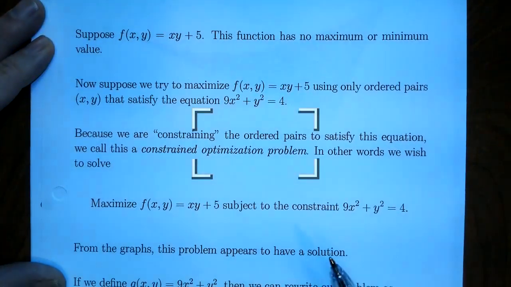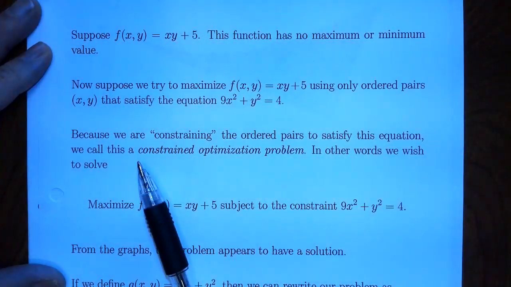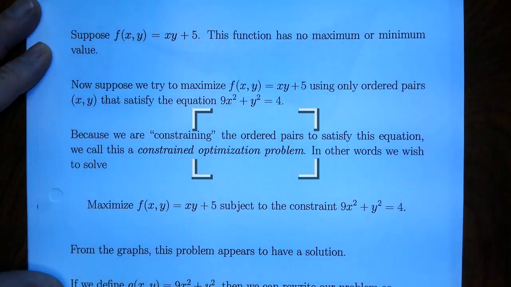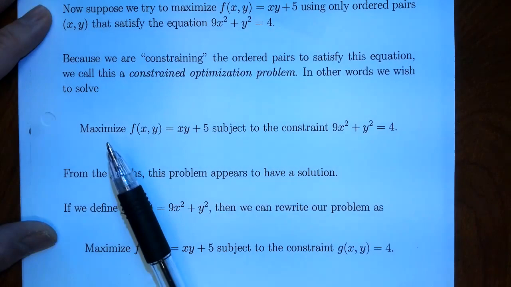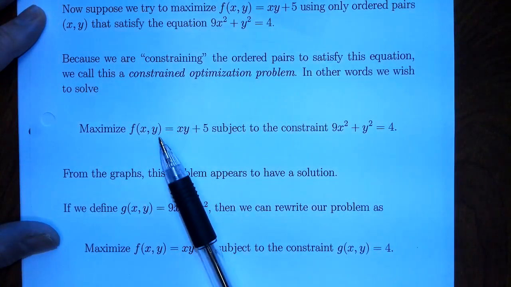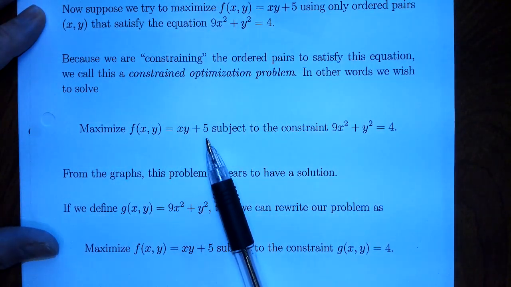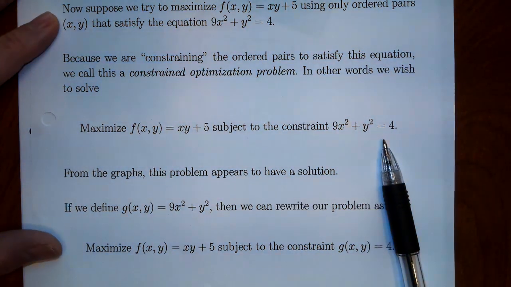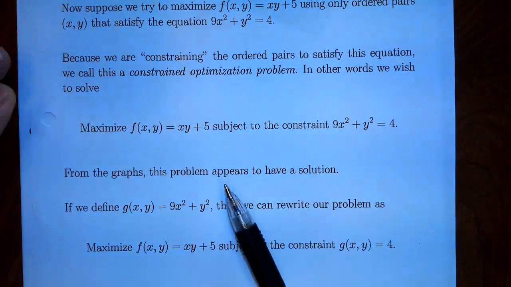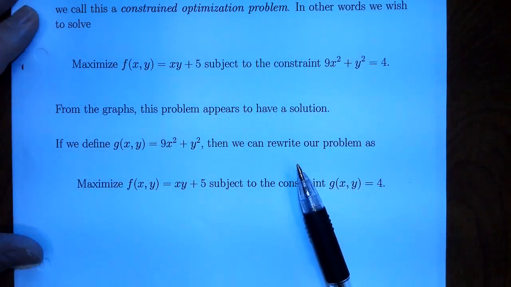Because we're constraining the ordered pairs to satisfy this equation, we call this a constrained optimization problem. In other words, we want to solve the following problem. We want to maximize f of xy equals xy plus 5 subject to the constraint that 9x squared plus y squared equals 4. And from the graph, it appears that this does have a solution.